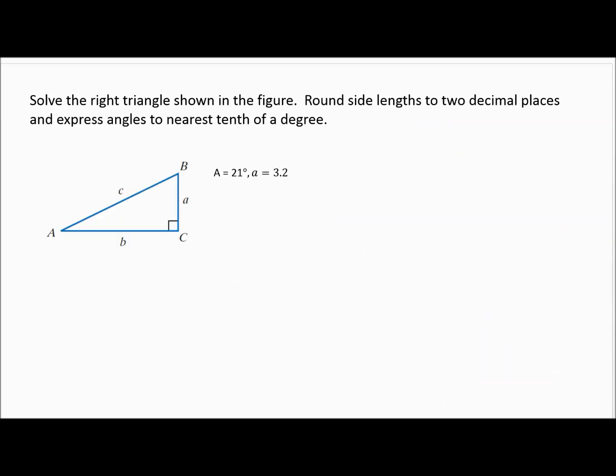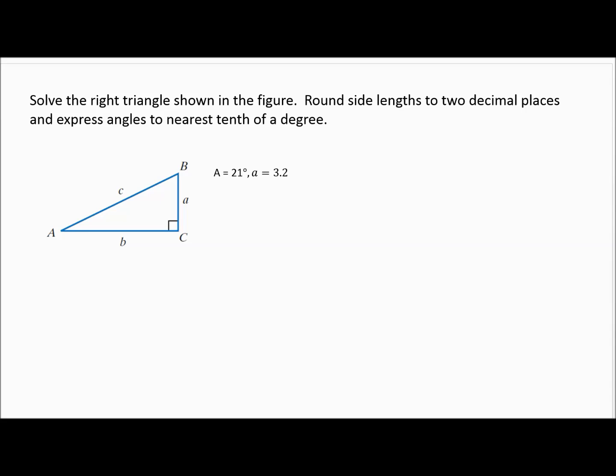So let's solve our first problem. We're going to solve the right triangle shown in the figure. They want us to round our side lengths to 2 decimal places and express our angle to the nearest tenth of a degree. So make sure you always read the directions about where to round on these problems. It should always say, okay?